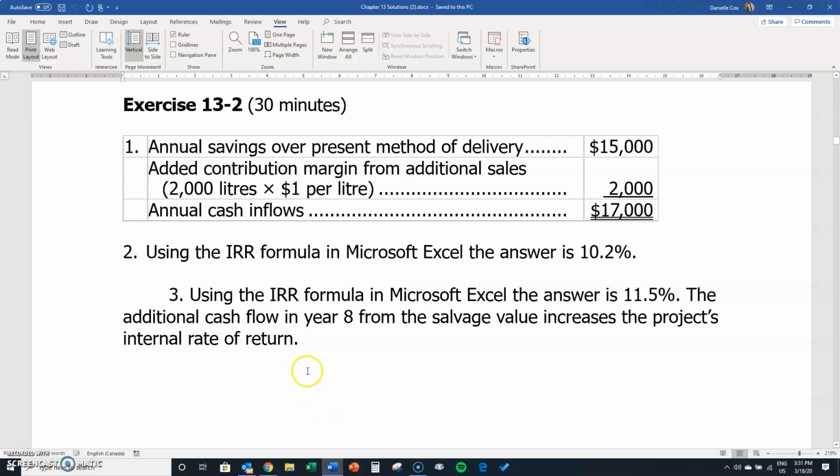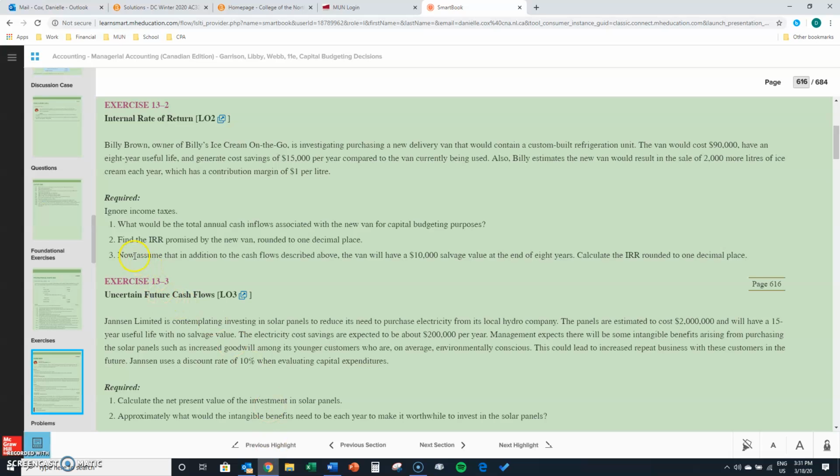So they would have the annual savings of $15,000 per year plus 2,000 more liters of ice cream with a contribution margin of $1 per liter. That's 2,000 in additional contribution margin. So total annual cash inflows would be $17,000. Then we go back and it asks, find the IRR promised by the new van.